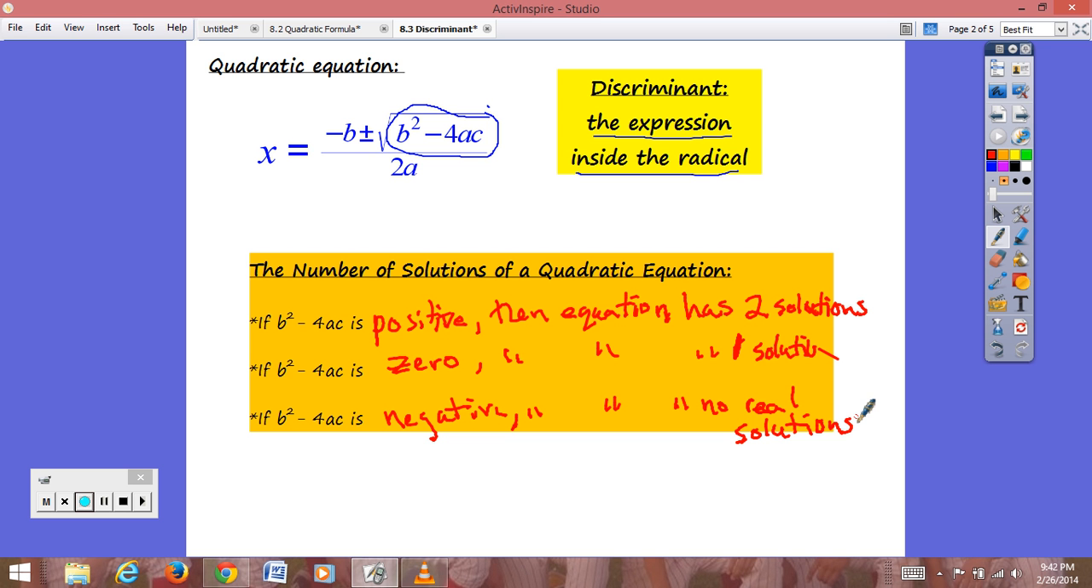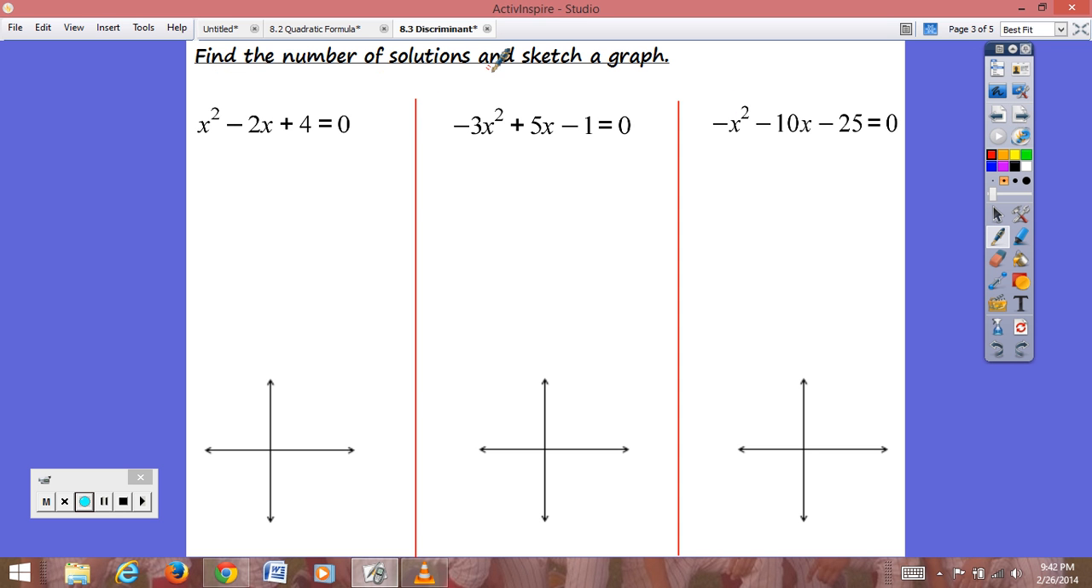So we're going to do a few examples here, and we're going to find the numbers of solutions and just sketch a graph. Nothing has to be very particular. We just want to see if it opens up or down and make sure that our solutions are shown on the graph. So this first one, we have x squared minus 2x plus 4. Our a is positive, so first off this is going to open up. And so then we do our discriminant, and our discriminant again is b squared minus 4ac.